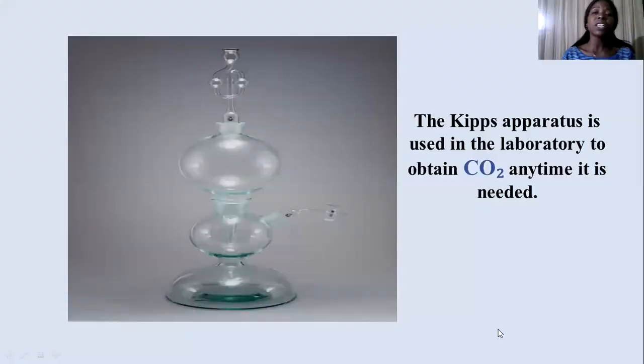But in the laboratory, there is a particular apparatus known as the Kipp's apparatus, which is used in the laboratory to obtain carbon 4 oxide anytime it is needed. What happens there is that marble chips is mixed with hydrochloric acid, and the gas will be obtained, carbon 4 oxide, as the byproduct. So this apparatus is known as Kipp's apparatus.